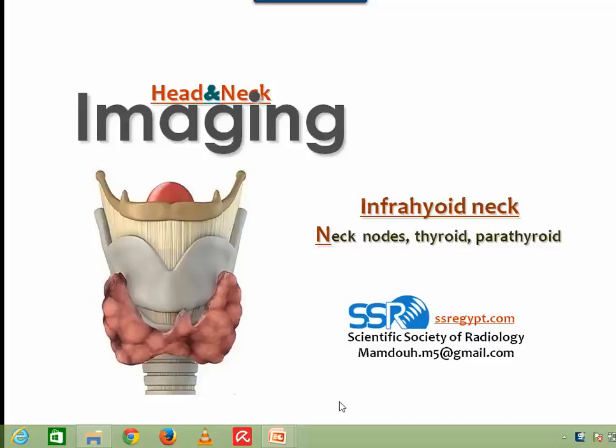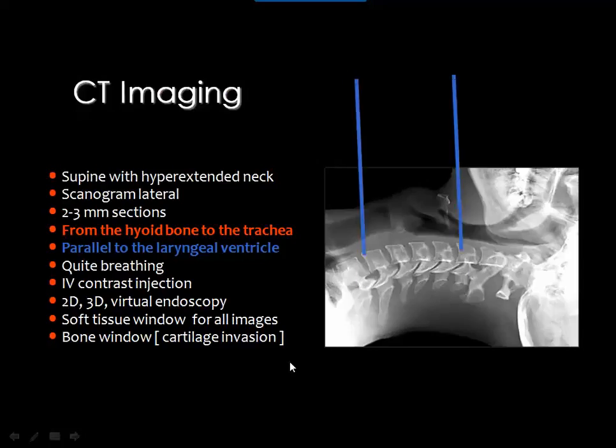Dear colleagues, this is the second part, or the second talk, of the infrahyoid neck. As you remember, we have divided the neck into two parts, the suprahyoid part and the infrahyoid part, and we have further divided the infrahyoid part into two subdivisions. We have dealt with the first division, and now we are talking about the second one, which will deal with imaging of the cervical lymph nodes as well as the thyroid and parathyroid pathology.